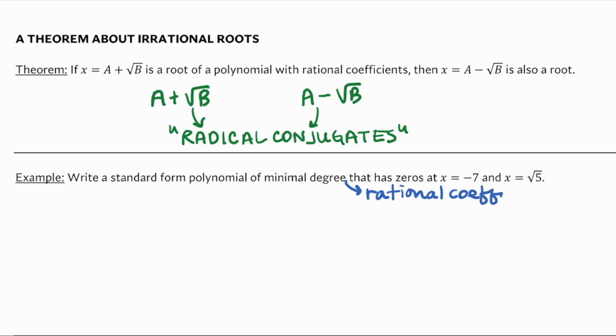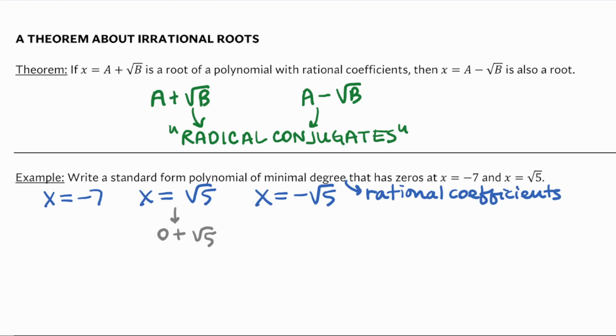coefficients, then we're going to have x equals -7, x equals square root of 5, which, as I said just a second ago, we might think of as 0 plus the square root of 5. Okay. We'll also need x equals the negative square root of 5, right, which we could think of as 0 minus the square root of 5. Okay. And if we have these zeros, then we'll have a polynomial with rational coefficients.